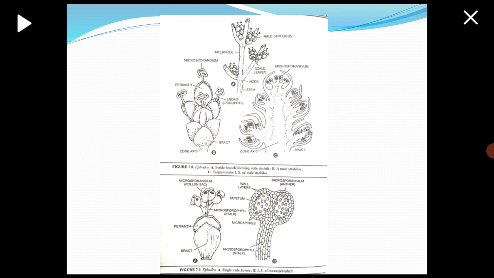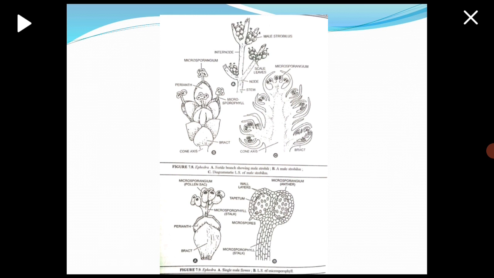A strobilus resembles a spike type of inflorescence and consists of an axis with decussately arranged sterile scales and stamens or ovules. Unlike other gymnosperms, the strobili of Ephedra are compound, that is, the cone axis bears pairs of bracts which subtend either staminate or ovulate shoots.